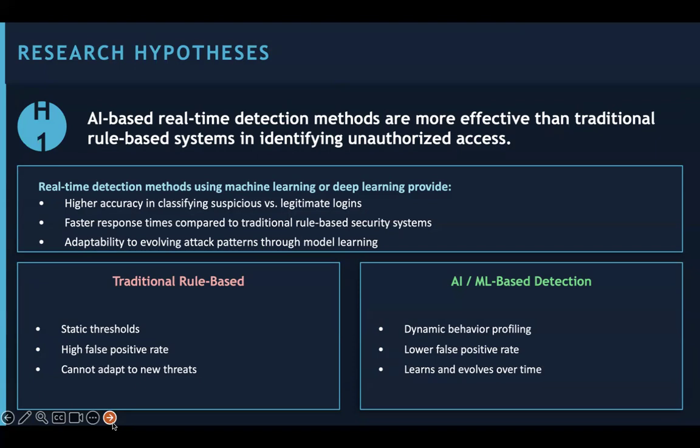So right now I put down two boxes. We can see the traditional rule-based approach: static thresholds, high false positive rate, cannot adapt to new threats. And AI: dynamic behavior, lower false positives, learns and evolves over time.